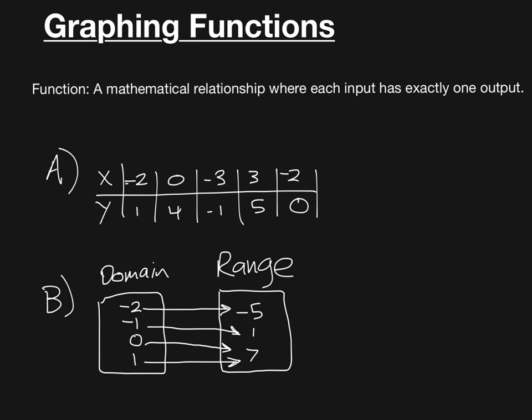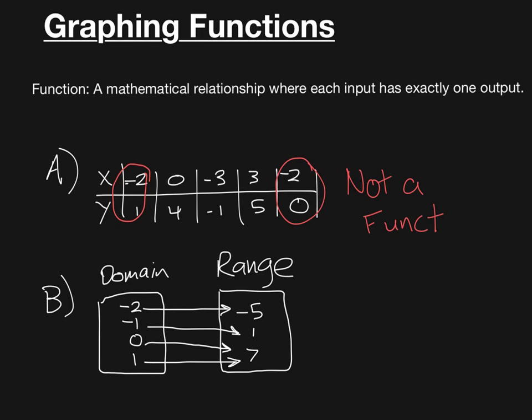Here we have two different relationships, examples A and B. Now notice in this first relationship, -2 as an input gives us 1 as an output. 0 gives us 4, -3 gives us -1, 3 gives us 5, and -2 gives us 0. Because -2 gives us 1 and -2 also gives us 0, this is not a function, right?